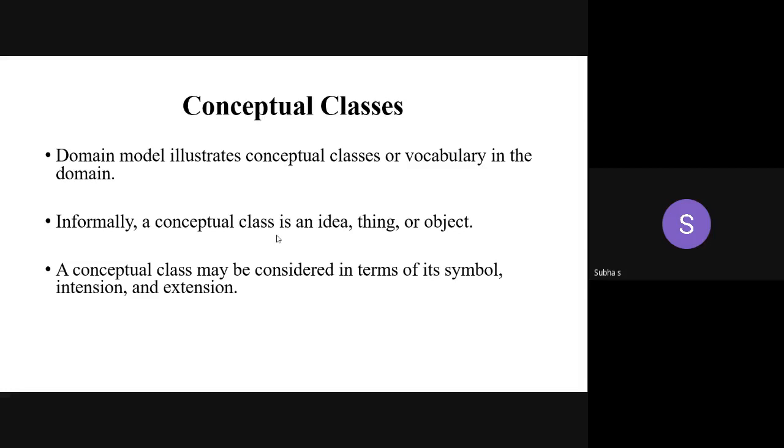A conceptual class is nothing but an idea. By looking at the class itself, I am going to guess what that class is used for, why that class is used, what is the idea behind that particular class. Or it can be an entity. It can be a noun also, a noun class or an object. So this is a way of representing a conceptual class. It can be an idea, a thing, or an object.